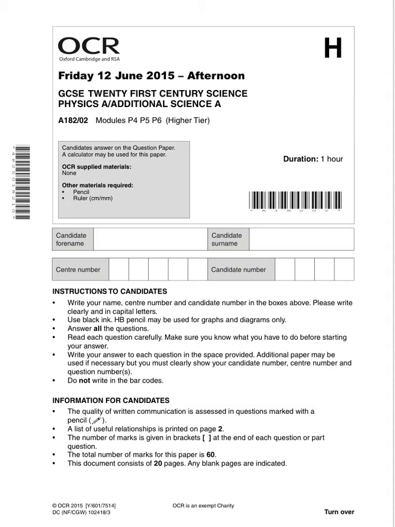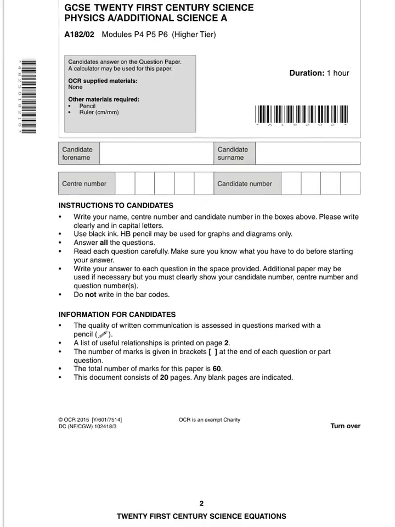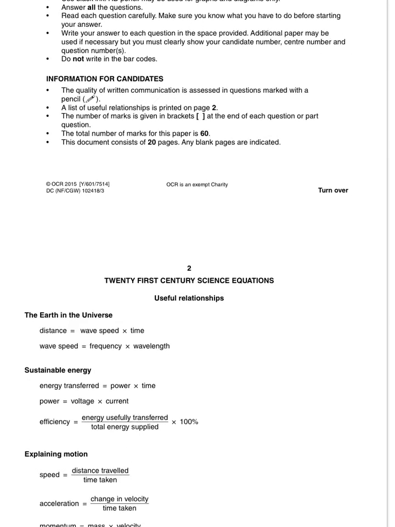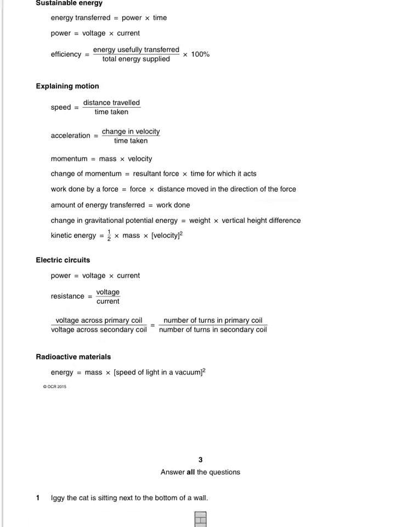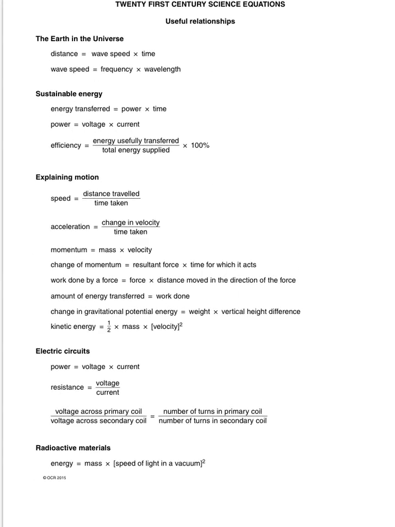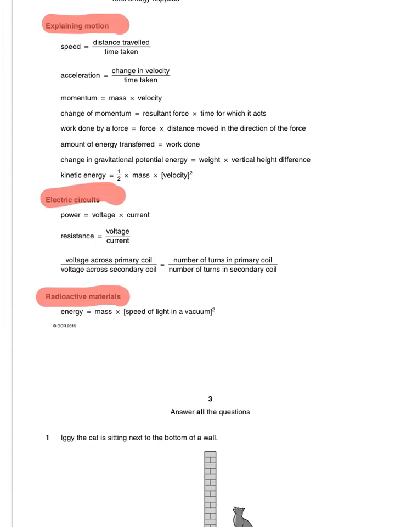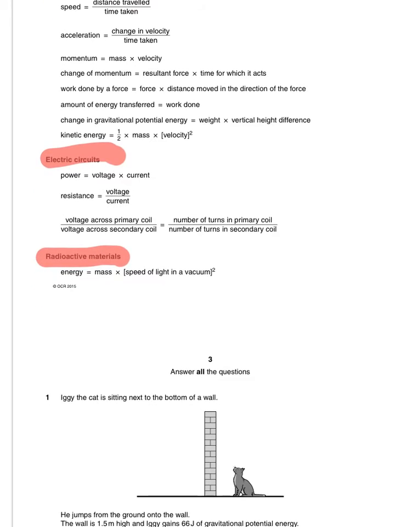Okay, so this is the walking talking mock for the P4, P5 and P6 exam. First thing you notice, on the second page you've got your equations, and you're essentially going to be looking at explaining motion, electric circuits and radioactive materials. So there's quite a lot in explaining motion. That's where any confusion is likely to occur.